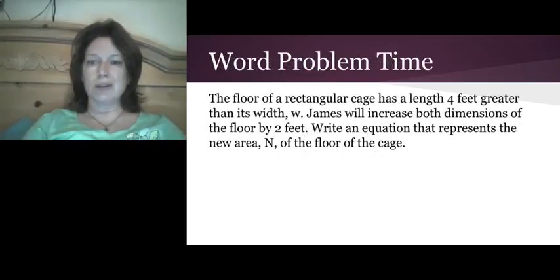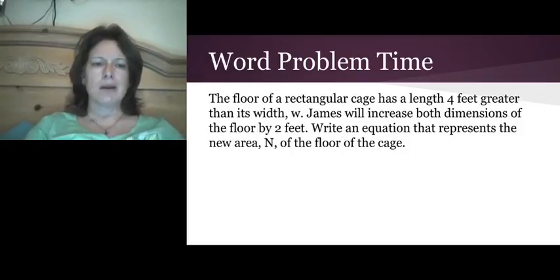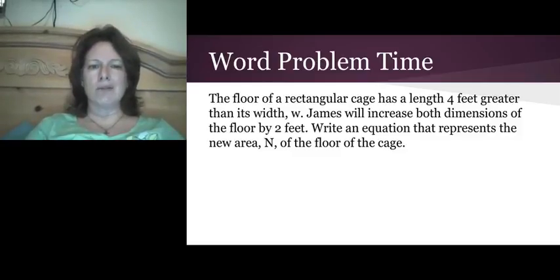Here's one that's a little more challenging, but not impossible. You just have to break it down into pieces. The floor of a rectangular cage has a length of 4 feet greater than its width, W. James will increase both dimensions of the floor by 2 feet. Write an equation that represents the new area N of the floor of the cage. We need to begin by drawing a rectangle and label the length 4 greater than its width. Why don't you try?